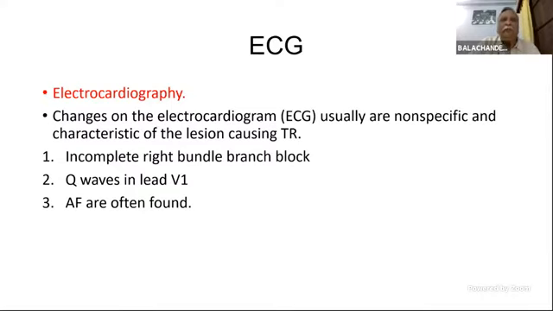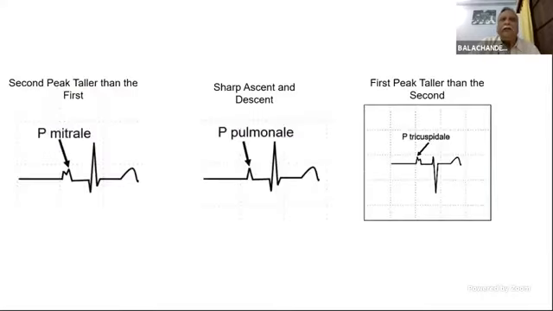Next slide. Next one. So this is the question which is asked: what is P tricuspidale? In sinus rhythm, if you have two peaks in the P wave and the second peak is taller than the first, then it is called P mitrale. If you have a rapid upstroke and a rapid downstroke, it is called P pulmonale. But if the first peak of the P wave is taller than the second, it is called P tricuspidale, because the right atrium here is enlarged. Next slide.